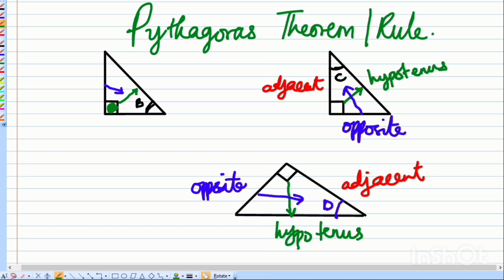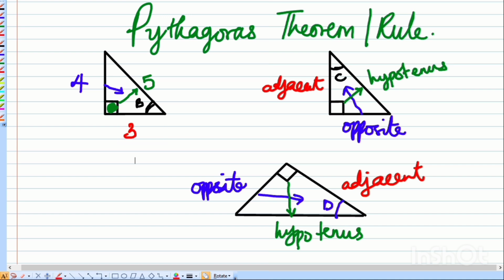Let's say that the magnitude of this hypotenuse is 5 units. I'm just using units. It might be centimeters, it might be meters, whichever units, but let's just say 5 units. And let's say that the magnitude of the opposite side is 4 units and the magnitude of the adjacent side is 3 units. Now how do we compare these sizes? How do you draw a relationship between the sides? That's what Pythagoras, who was a mathematician, was trying to figure out.